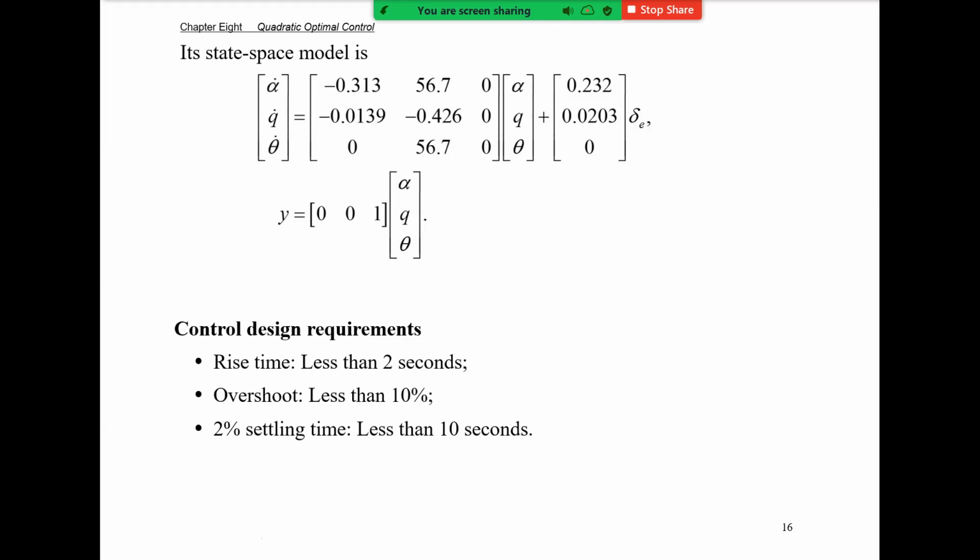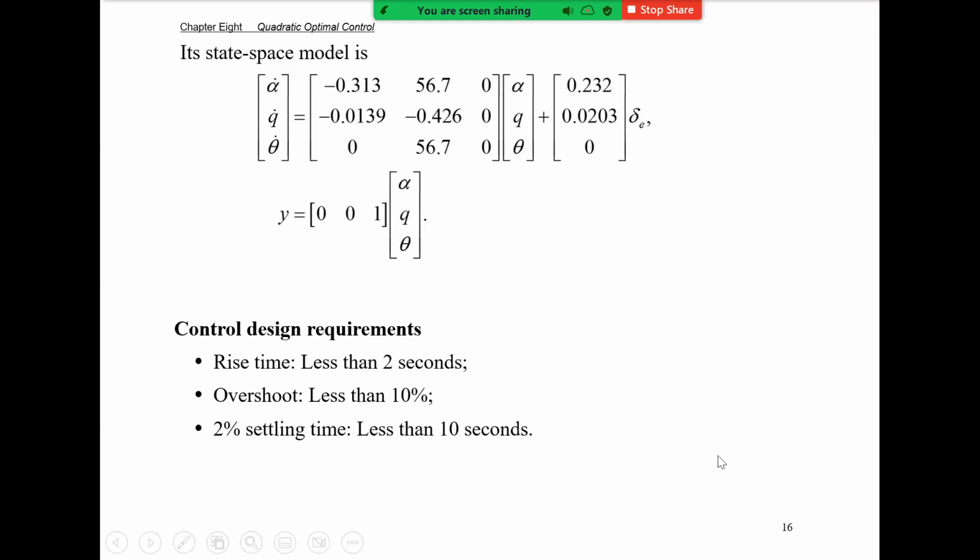And you know, if you follow the pole placement controller, you are going to use those to design the desired values of the poles, right? But here, today we're going to learn how to solve it using the LQR. So we don't have to design the desired poles.